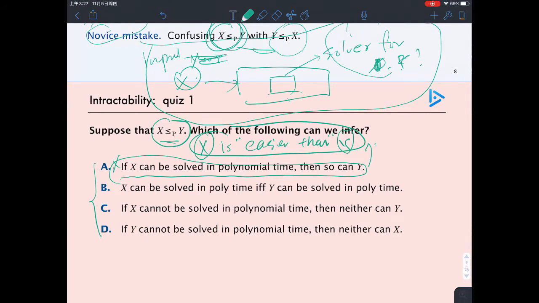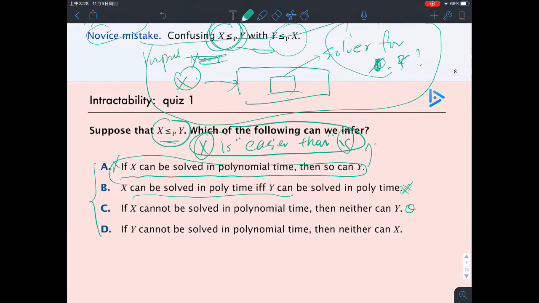Also, that x can be solved in polynomial time if and only if y can be solved in polynomial time is not true, because it only says that x is easier than y. It has not ruled out the possibility that x is strictly easier than y. When x is strictly easier than y, then maybe one is solvable in polynomial time and the other cannot be solved in polynomial time. This is also incorrect.